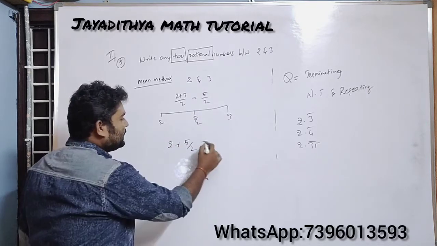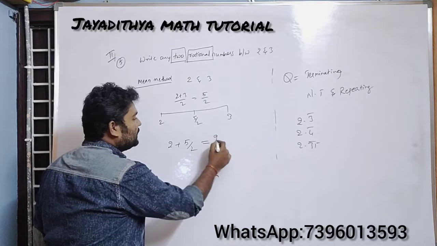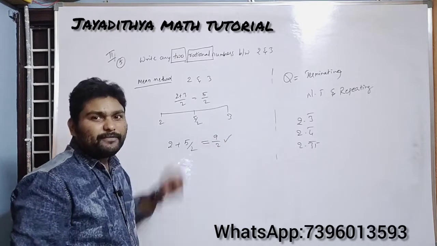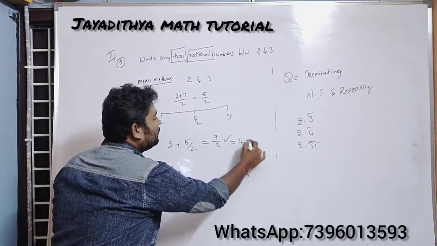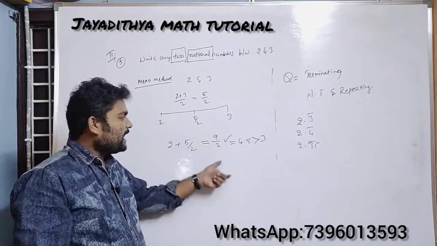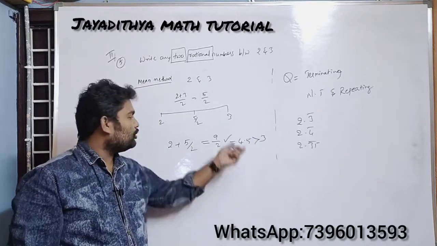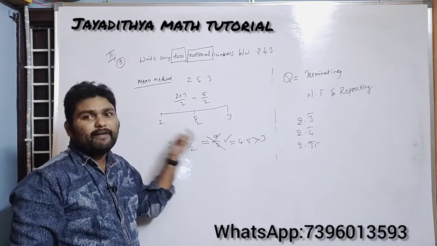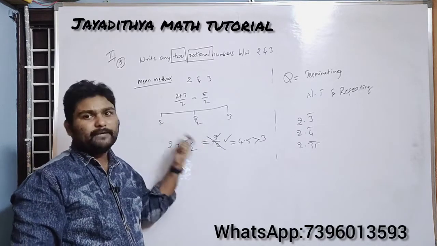2 plus 5 by 2 they are taking, and 2 2s are 4 plus 5, that is 9 by 2 they are writing. If you simplify 9 by 2, it will be equal to 4.5, which is greater than 3. So your answer is wrong here. Here you will be awarded only half mark, not complete full marks.